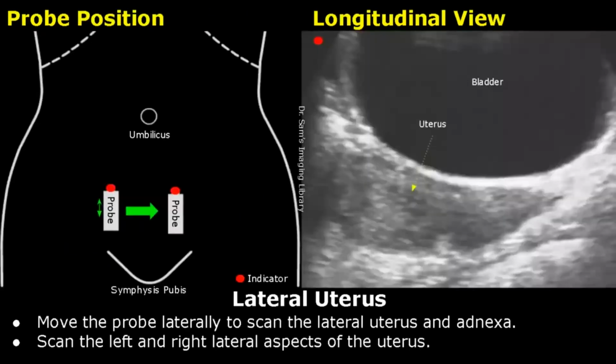To scan the lateral aspects of the uterus, move the probe laterally towards both the left and right sides and you will get this image. This is the lateral aspect of the uterus.